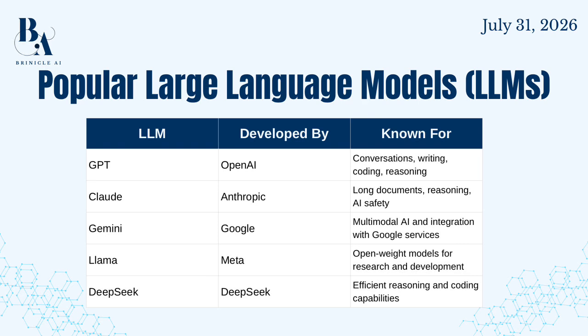Choosing the best model depends on the task. Some are stronger at coding, others at long document analysis, reasoning, creativity, or multimodal understanding. Although these models are different, they all share the same core idea. They are large language models trained to understand and generate human language. The differences are mainly in training data, model architecture, optimization techniques, safety, and alignment methods.